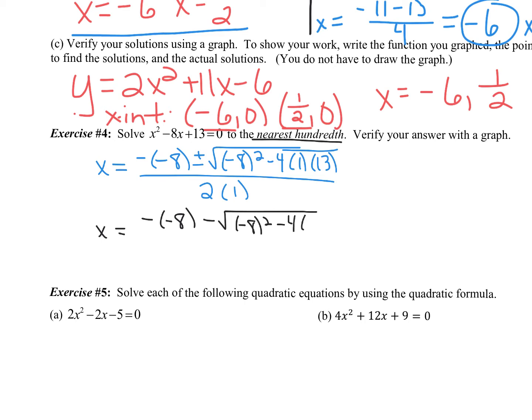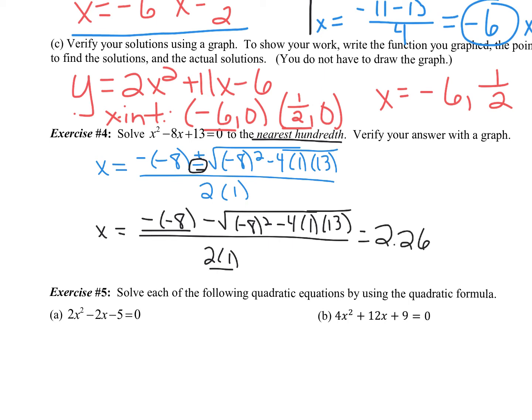So I'm going to type the first solution, which is negative 8 minus the square root, I'm going to use the minus first just because I like to get the smaller one over with, over 2 times 1. I could simplify parts of it, right? I could make this a positive 8, I could make this a 2, but if I just type it right in, that will give me the solution to the nearest hundredth, which is 2.26. If I type in the same thing, but I make this a positive sign, the other solution has a plus there, that would be 5.73. So these are my two solutions.